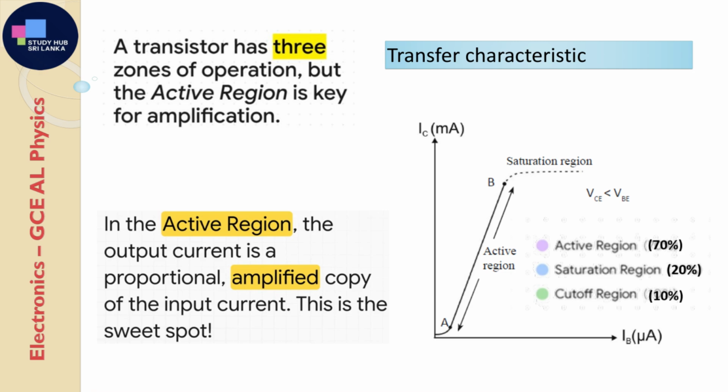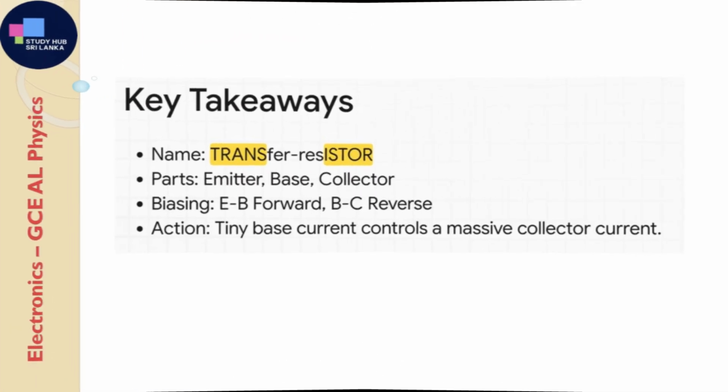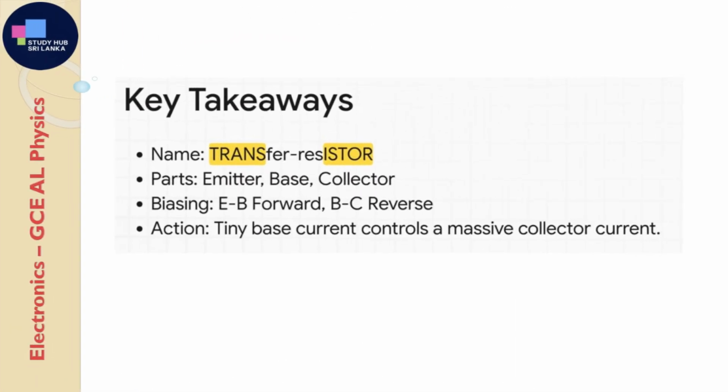So let's just do a quick recap. A transistor's name, transfer resistor, tells you exactly what it does. It's a 3-layer sandwich: emitter, base, and collector. The secret to making it work is biasing. A little forward push on the first junction, a big reverse pull on the second. And the whole point is that a tiny base current ends up controlling a massive collector current. And that, my friends, is amplification.